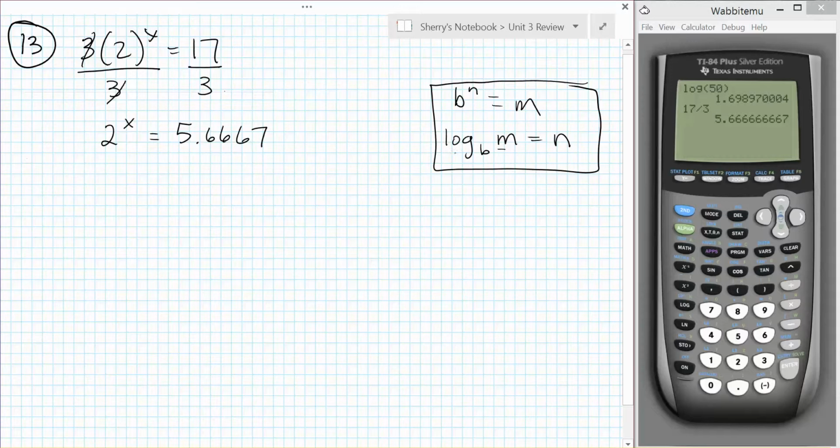And now to bring that x down to the main level, I'm going to switch it to log form. So as I go, I'm going to grab log. My base is 2, because that's the base there. I zigzag over here to get the 5.6667. And that's going to be equal to my exponent, which in this case is x. So it brings the x out of the power down to the main level, and in this case it even gets the x all by itself for us, so we're ready to solve. All we have to do at this point is actually go through and evaluate this log expression.